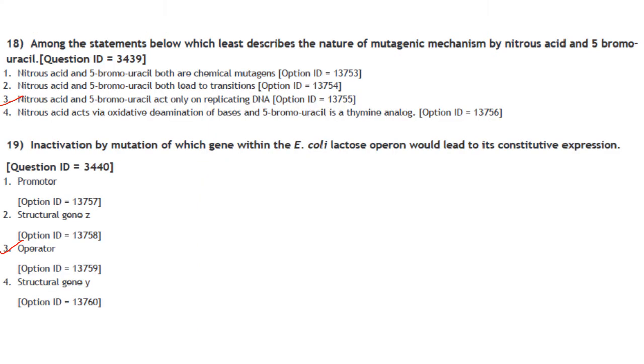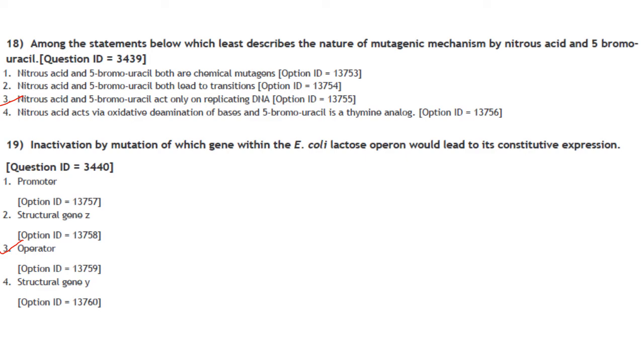Then next one. Among the statements below, which least describes the nature of the mutagenic mechanism by nitrous acid and 5-bromouracil? So nitrous acid and 5-bromouracil act only on replicating DNA. Answer is option 3.